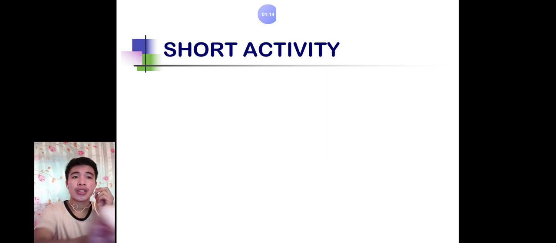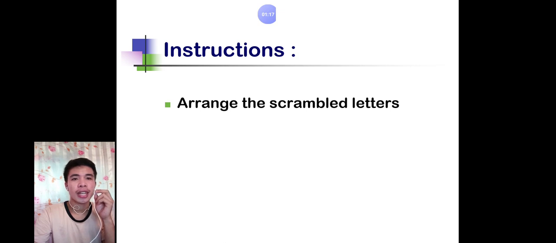So, the instruction is to arrange the scrambled letters. You won't have a hard time with this activity because I'll be showing you a picture and the definition of it, and you just arrange the scrambled letters above. It's stress-free because we have already discussed the parts of the immune system and lymphatic system. So, 2 minutes is enough to prepare pen and scratch paper. The timer starts now.